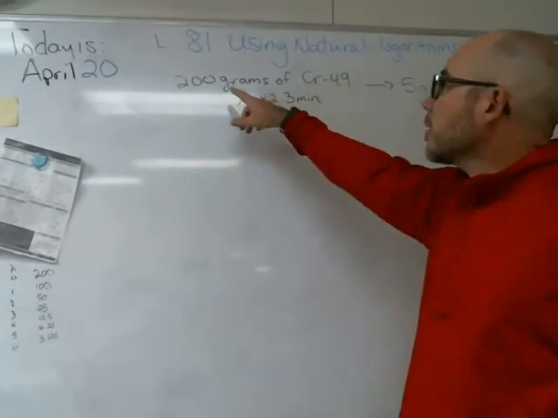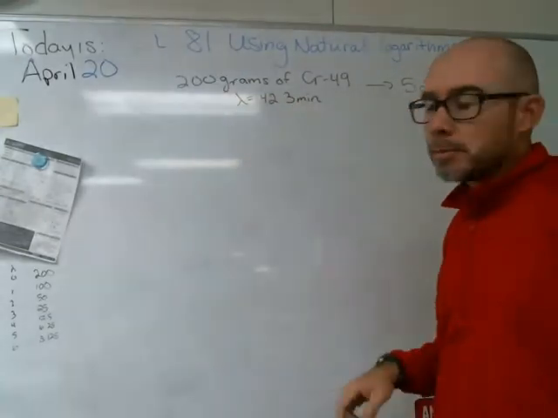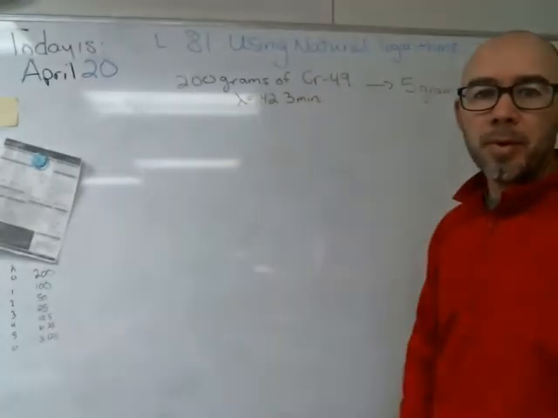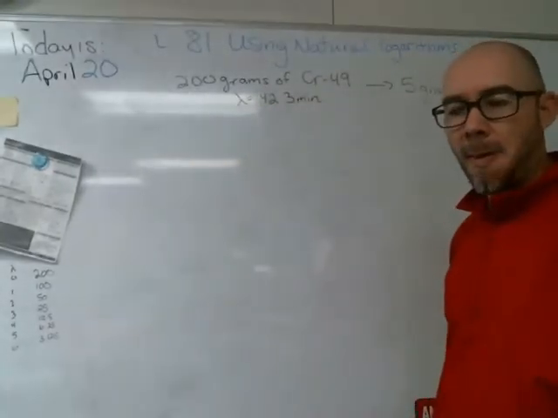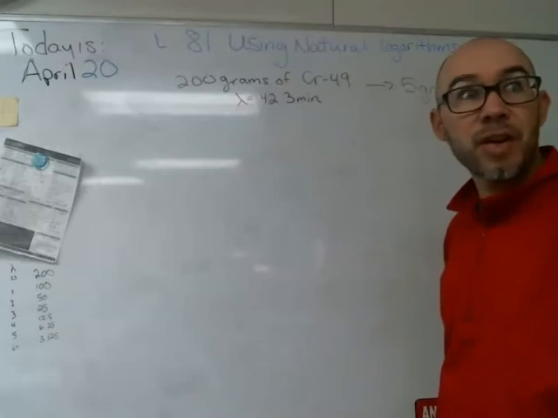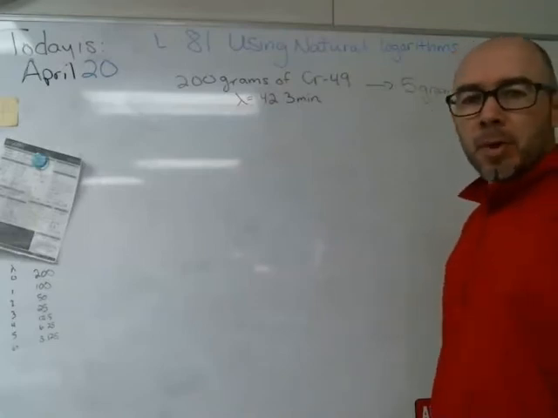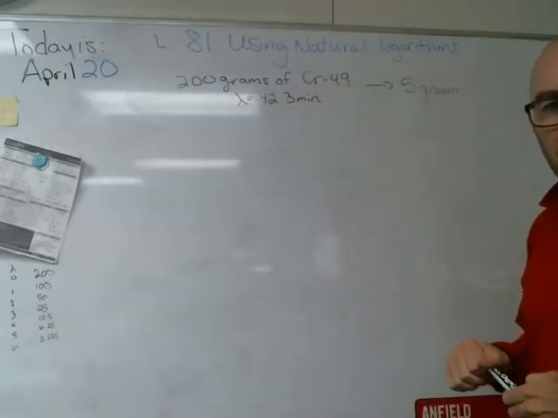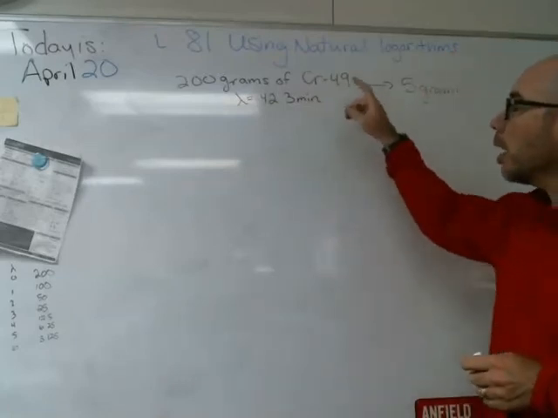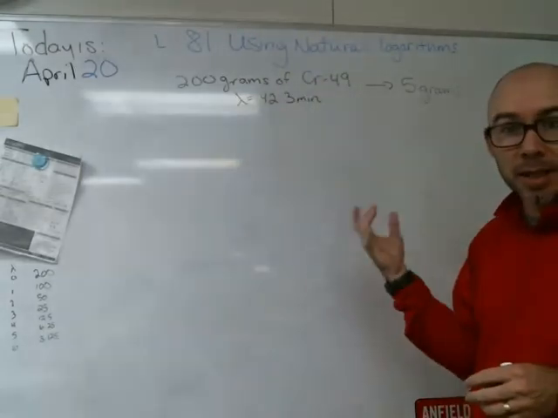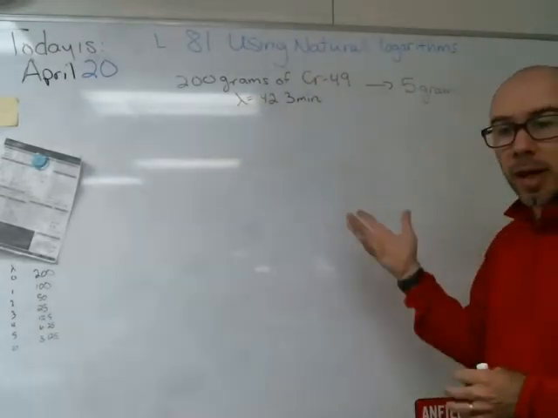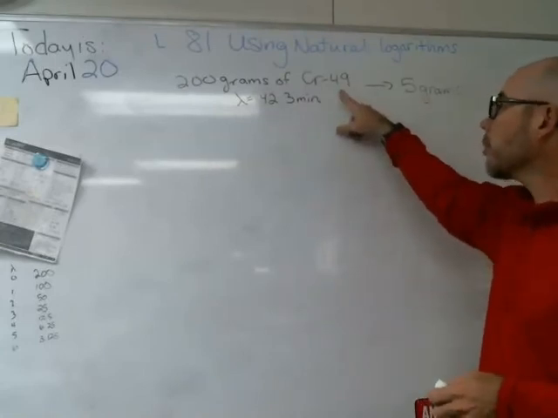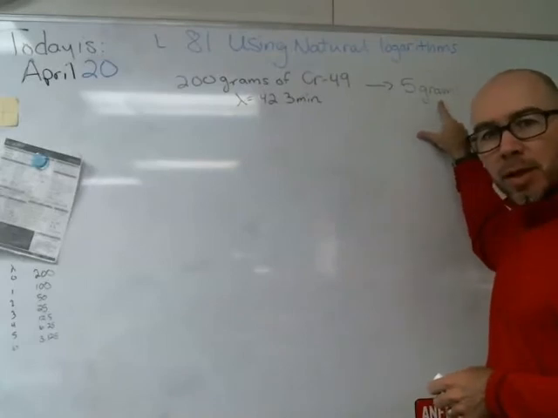So the problem here is I've got a 200-gram sample of chromium-49, which is probably one of the decay products of some type of nuclear fission. It would go on in Tennessee or something like that at one of the nuclear facilities there. And we want to know how long it's going to take for that sample, as it's decaying, as it's shooting off particles and whatnot, heating up water, whatever, of this chromium-49 to get down to only 5 grams.